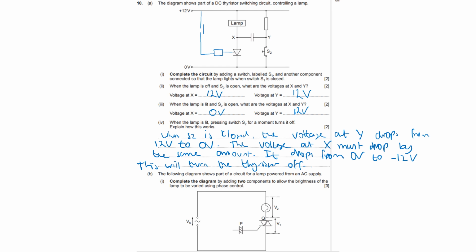Two components. Well, that's your bog standard capacitor and resistor, isn't it? RC network, yeah. Can't believe that's it. Is that it? Yeah, I think it is. Oh, no, allow the brightness to be varied. There we go. Make it a variable resistor. That can be varied.